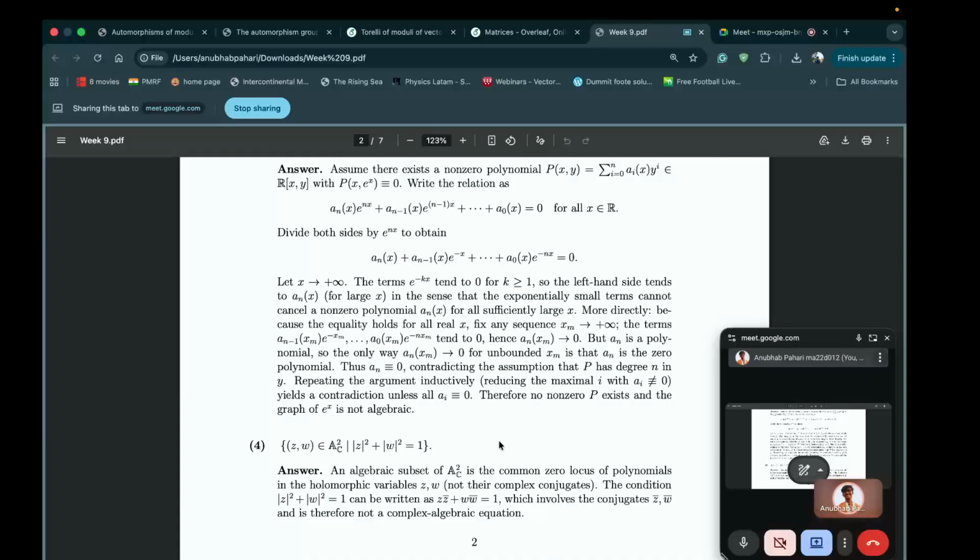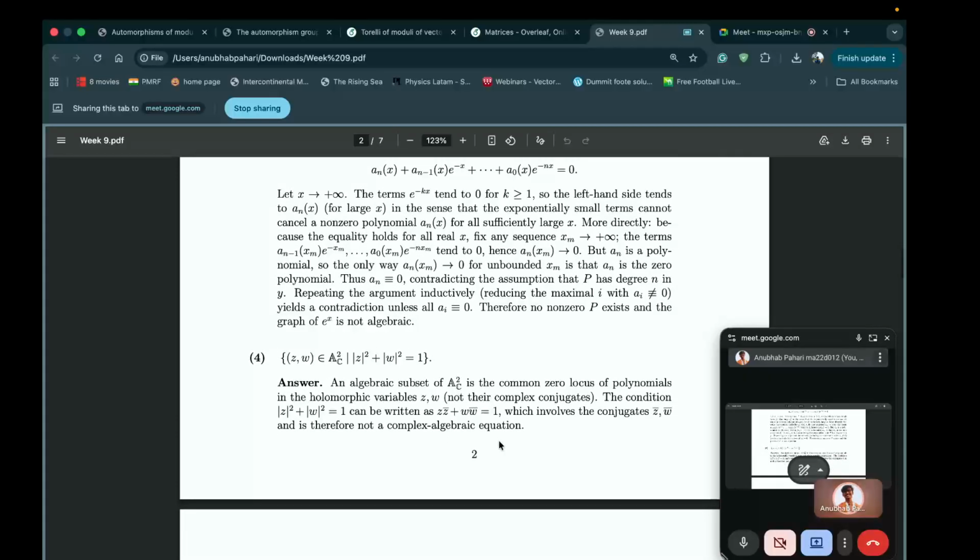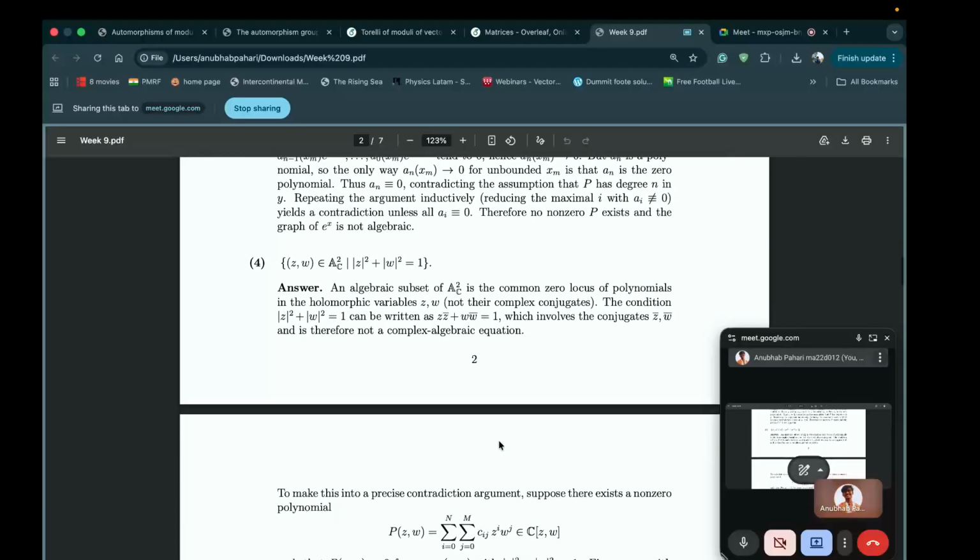Repeating the argument inductively yields a contradiction unless all a_i equal 0. Therefore no non-zero p exists, and the graph of e^x is not algebraic.